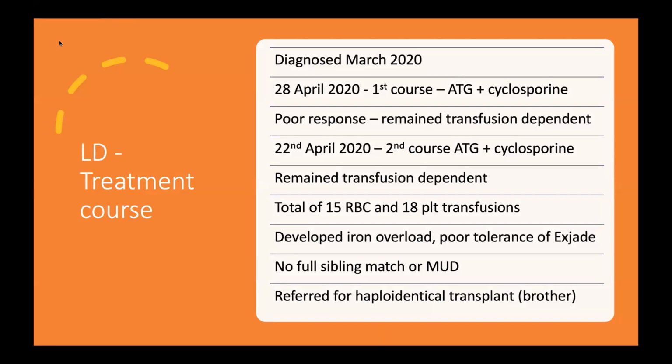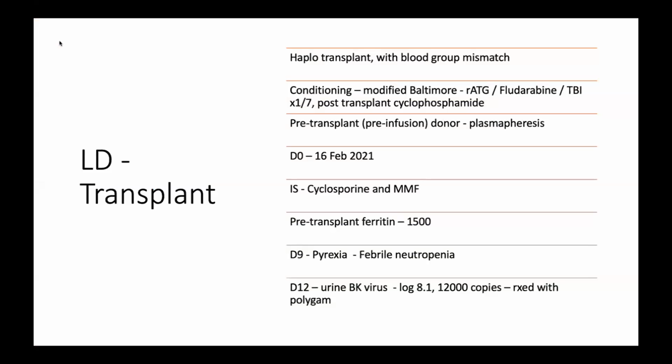So she remained transfusion dependent and required a total that we have a note of 15 red cell and 18 platelet transfusions. As expected, she developed iron overload. This was complicated by poor tolerance of Exjade, and there was no full sibling match or matched unrelated donor. So she was actually referred for a haploidentical transplant. This haplotransplant was together with a blood group mismatch.